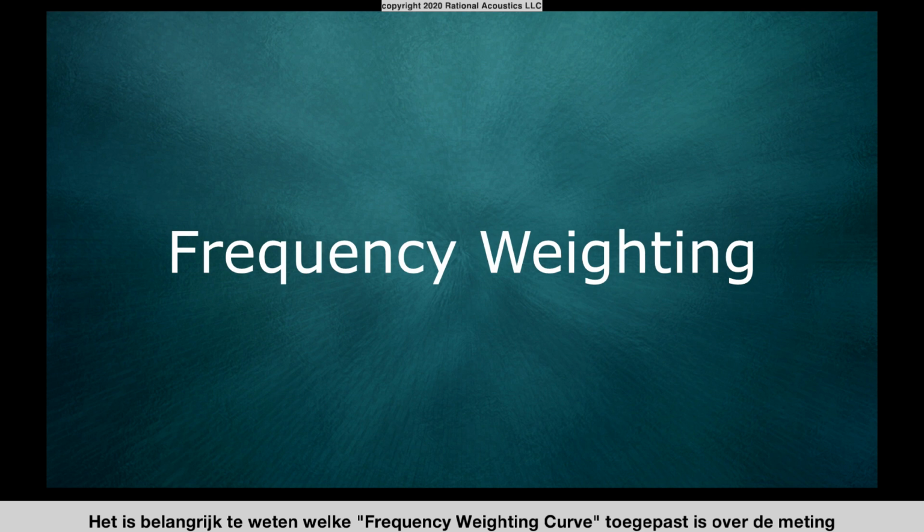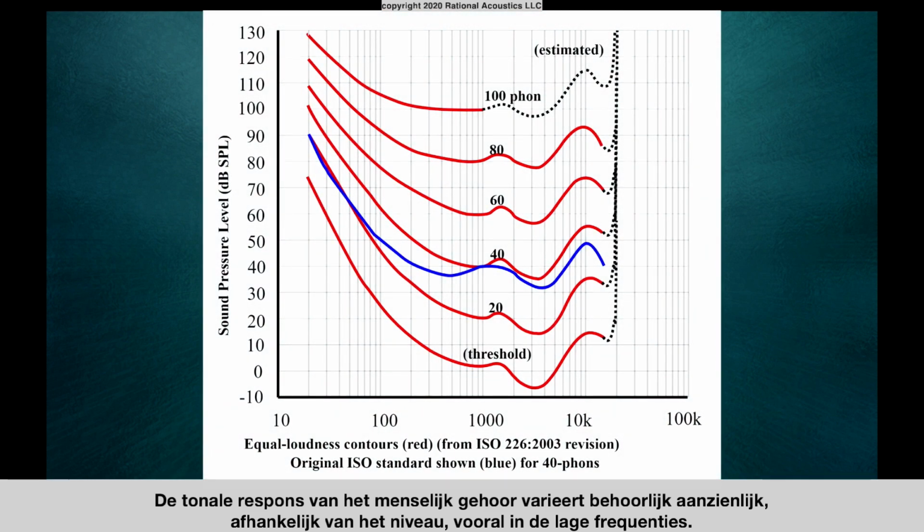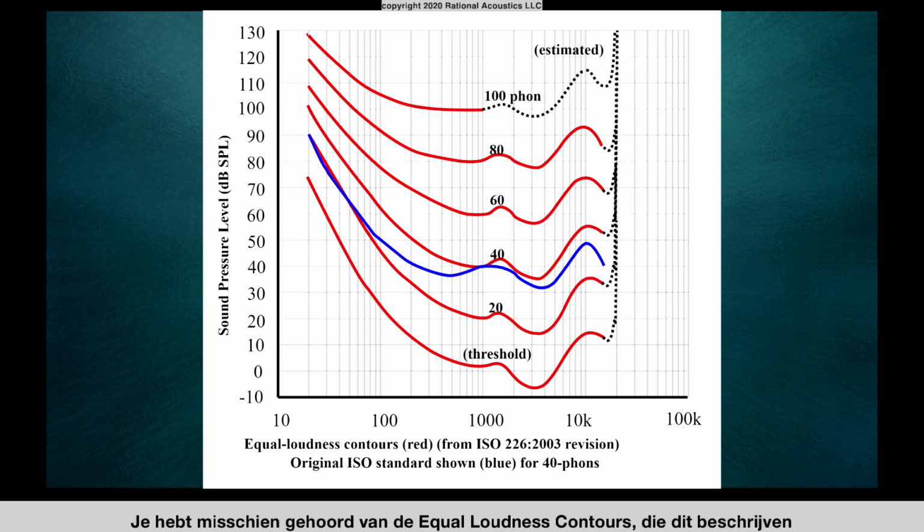One important thing to know is the frequency weighting curve used by the measurement. The tonal response of human hearing varies pretty significantly depending on level, particularly in the low frequencies. You may have heard of the equal loudness contours, which describe this. This is one of the reasons that SPL doesn't always correlate with our perception of loudness.